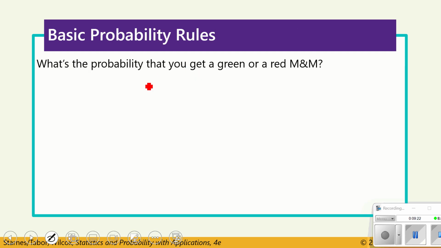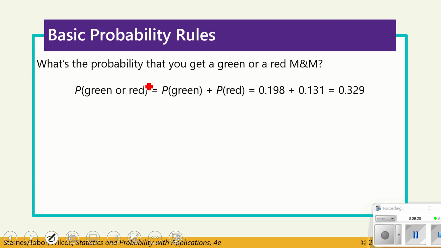What's the probability that we get a green or a red? Okay, so the probability of green or red is just going to be the probability of a green one plus the probability of a red one. And if we look back on our chart, the green one had a probability of 0.198 and the red one had a probability of 0.131. So add those guys together, it should be 0.329. So that's our probability of getting a green or a red.